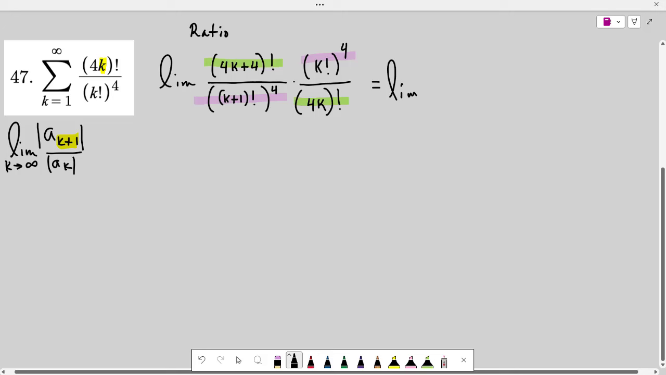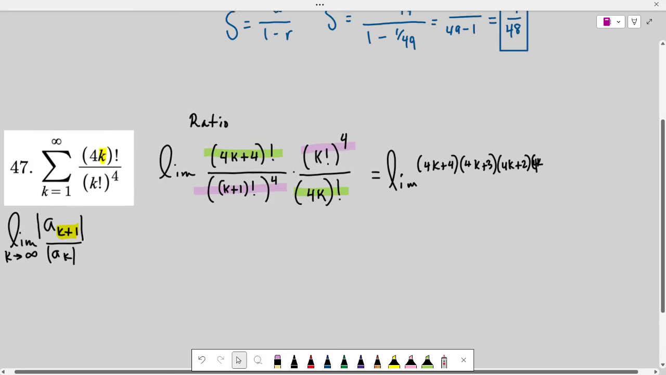So remember that when we do a factorial, it's repeated multiplication where we subtract 1 again and again and again. So this, we can say, oh, well, there's a 4k plus 4 multiplied by 4k plus 3 factorial. Or we could just keep going. We can do repeated subtraction of 1. So 4k plus 3, 4k plus 2, 4k plus 1.